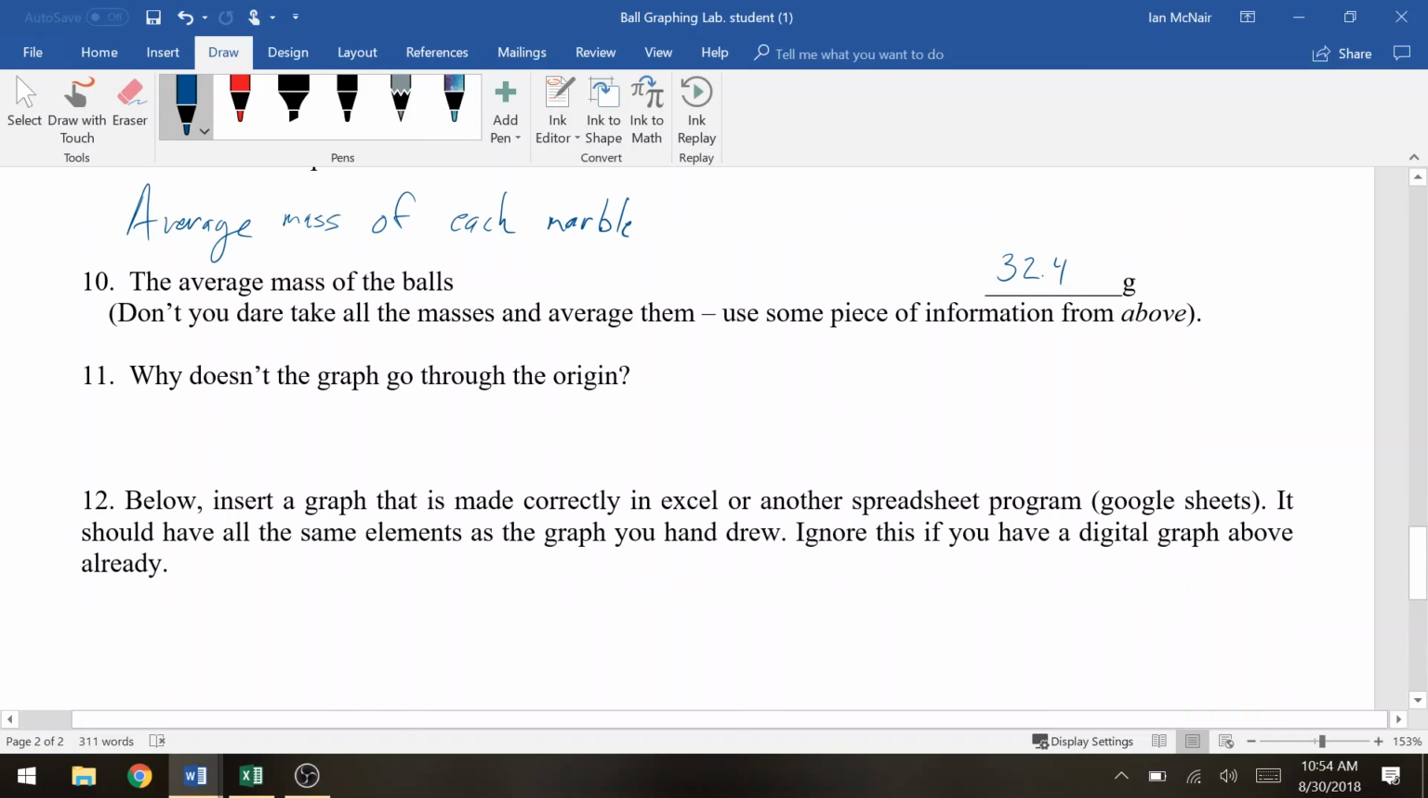And this is a reiterated question, but why doesn't the graph go through the origin again? Let's do someone on this side. Miles. He's got it. It's because of the can. You have to measure the can's weight too. Yeah, that's exactly right. We have a starting value that is the can's weight. I didn't zero it to begin with.